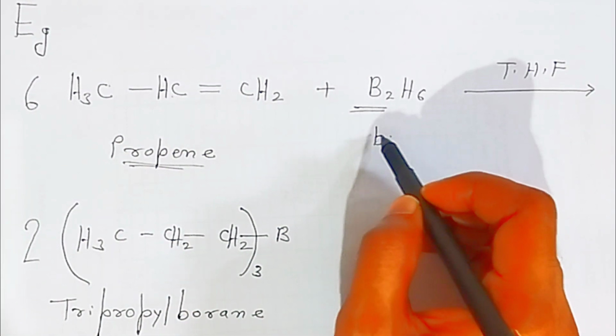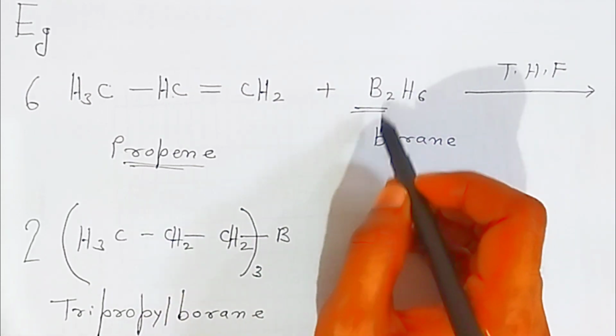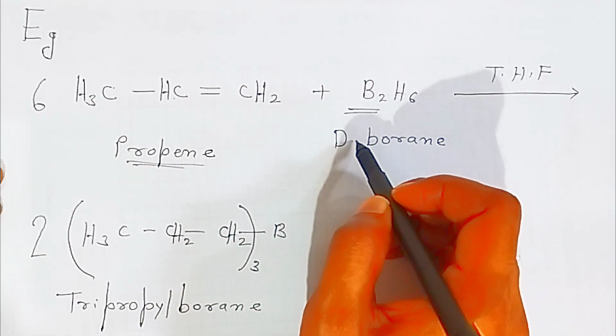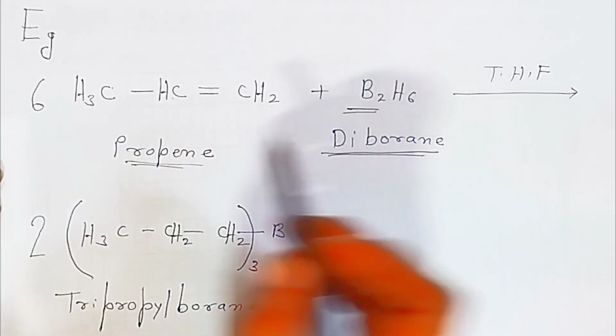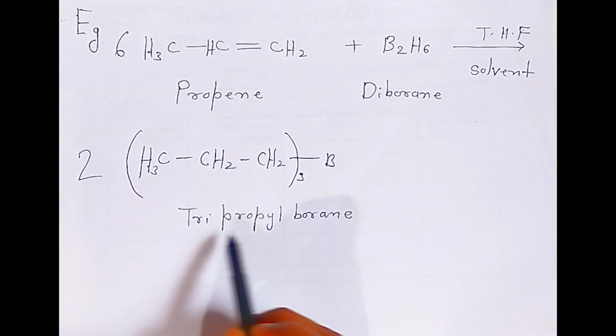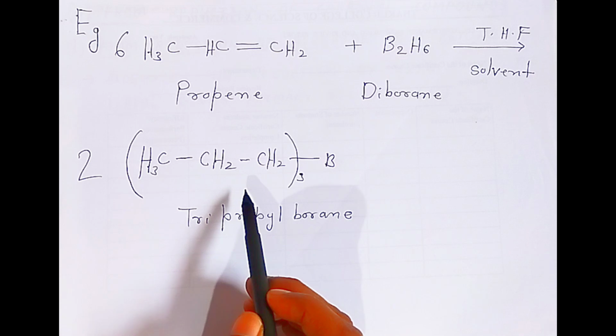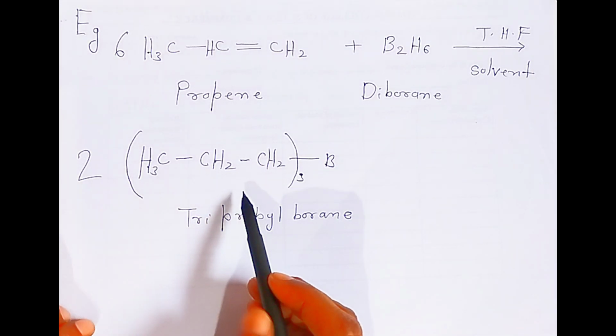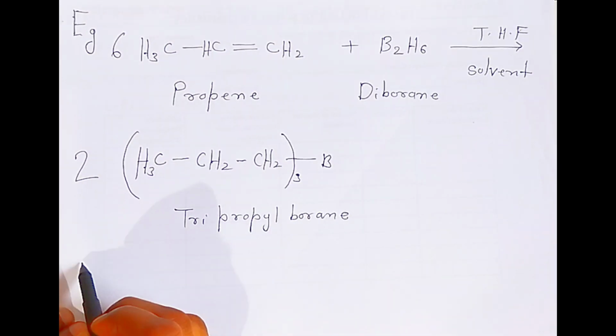This is diborane, students. Borane containing two units of borane, that is diborane. So 6 molecules of propene react with one molecule of diborane. It will give you tripropyl borane, 2 molecules. Out of these 2 molecules, students, now we are going to take one molecule. Out of these 2 molecules, now in the second step, students.